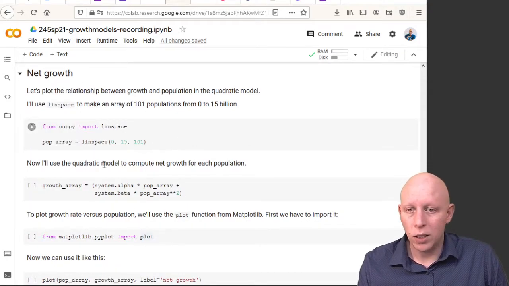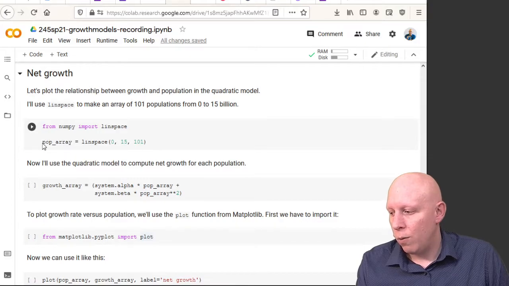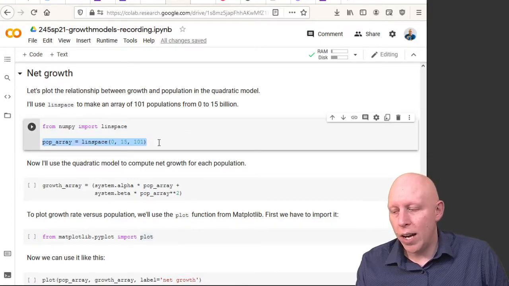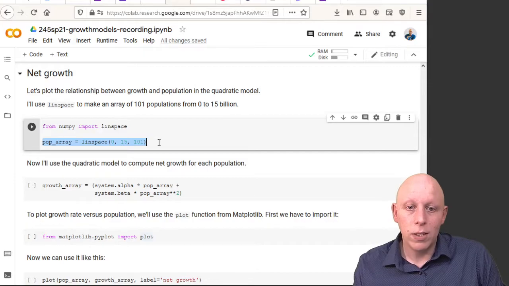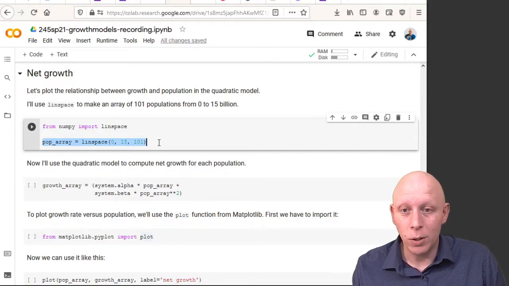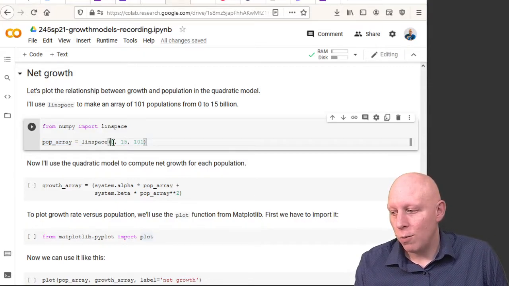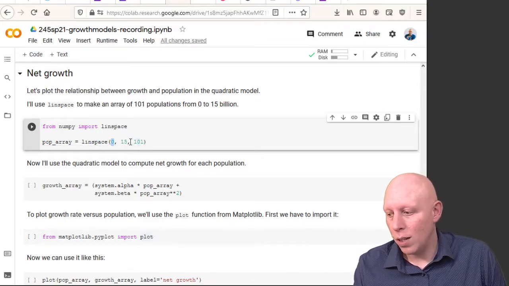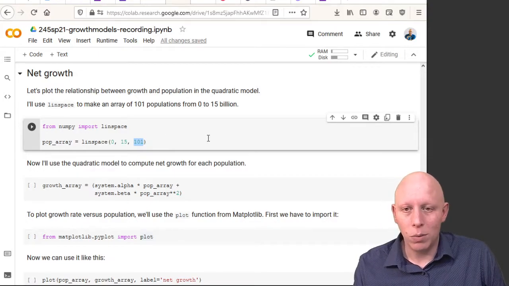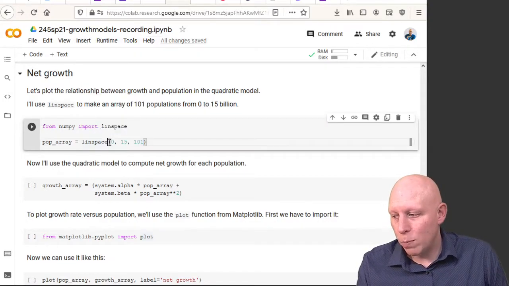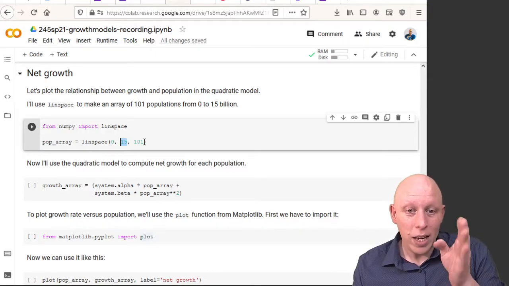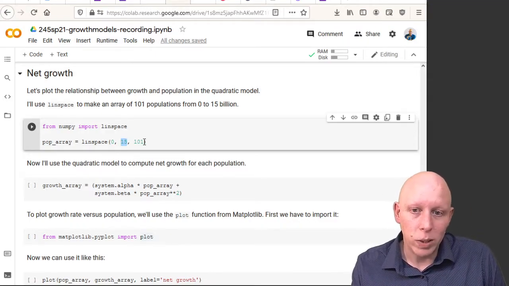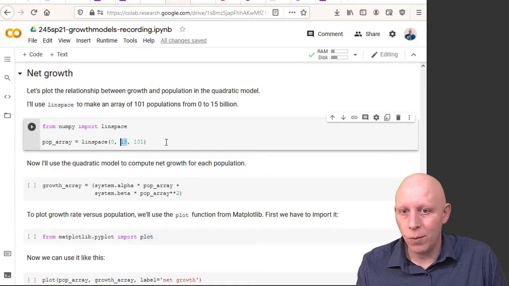In this net growth section, we create a list of a whole bunch of different sizes of population that we could have. We could start off with populations of 0 up to populations of 15 billion, and we'd like a whole bunch of them. So we're using this linspace command that gives us the values starting at 0, going up to 15, and chopping that into 100 intervals, basically. That's the 101 that we have here.